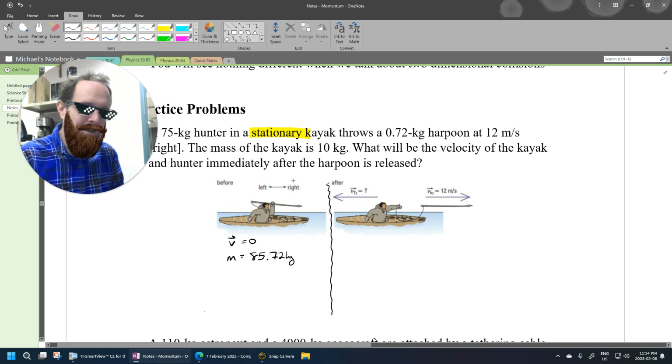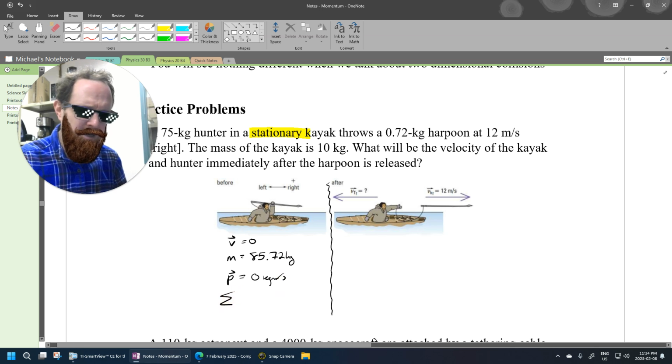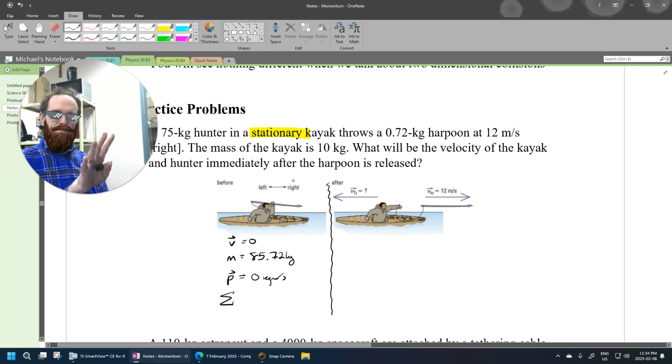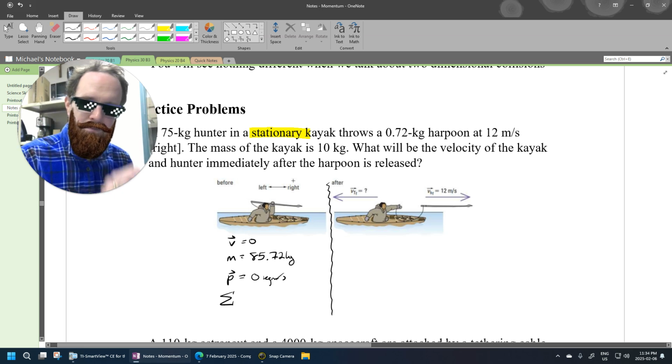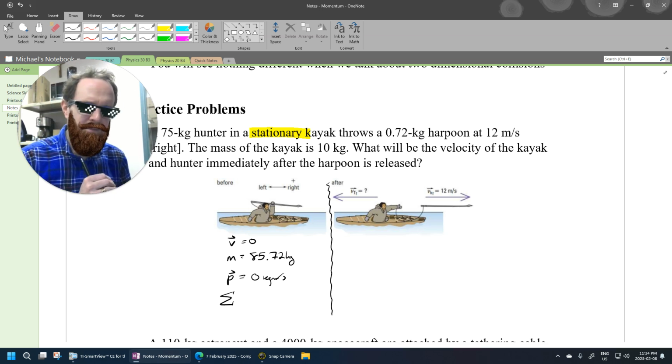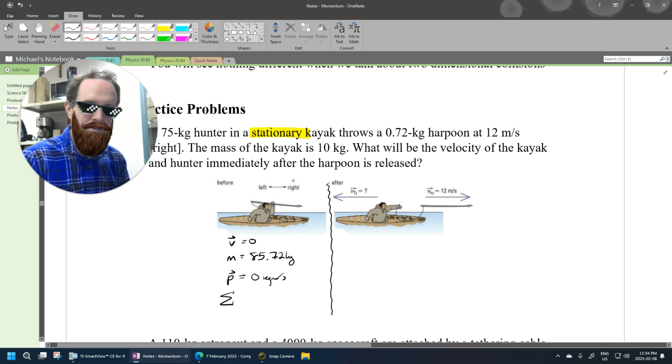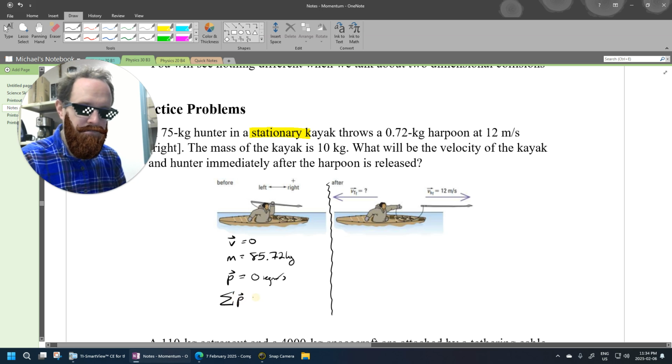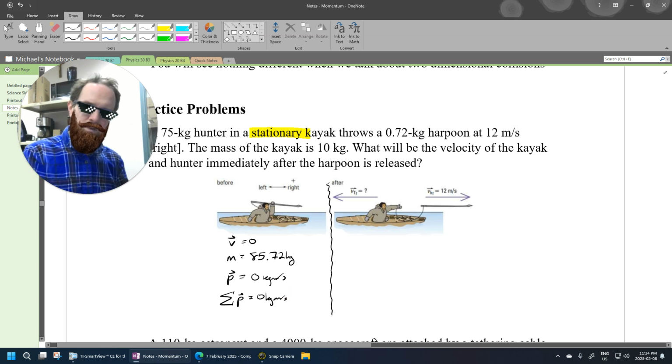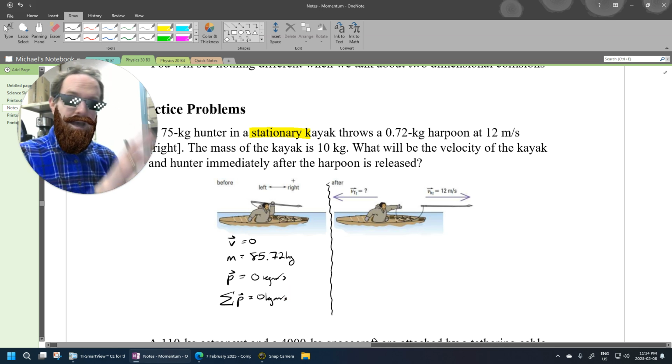All right. So the momentum of this kayaker before this happens is 0 kilogram meters per second. That means the sum of all the momentum, because they're all together as one object, is 0. If you want to do the math for each individual piece, you can, but 0 plus 0 plus 0 is just going to be 0. So everything adds up to 0, which means that everything afterwards has to also add up to 0.